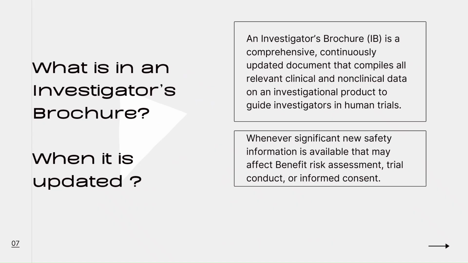Then next we have: what is an investigator's brochure and when is it updated? The investigator's brochure is a comprehensive, continuously updated document. It compiles all the relevant clinical and non-clinical data on an investigational product to guide the investigators in human trials. It is updated whenever significant new safety information is available that may affect the benefit-risk assessment, trial conduct, or informed consent.